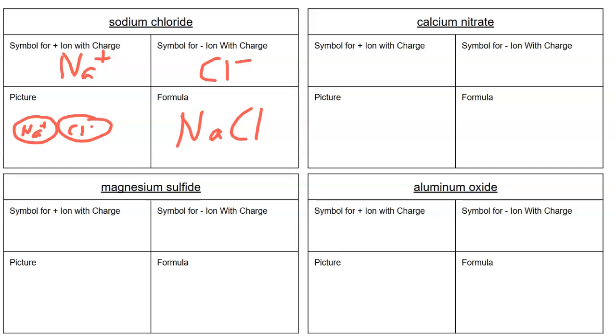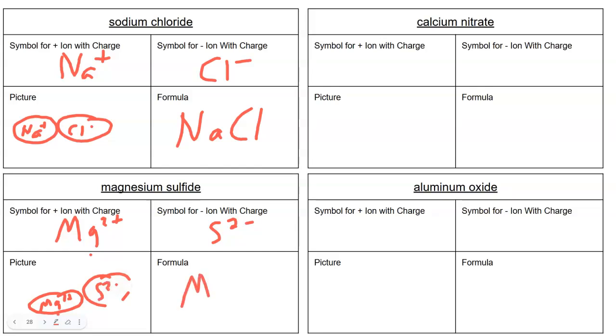Down to magnesium sulfide. Magnesium is in group 2 and forms a 2+ ion. Sulfur, sulfide, forms a -2 ion. Remember, "ide" indicates a negative ion from the periodic table. S2-. We might want to draw a picture here too. There'll be one Mg2+, one S2-. These come together in a 1-to-1 ratio, MgS.